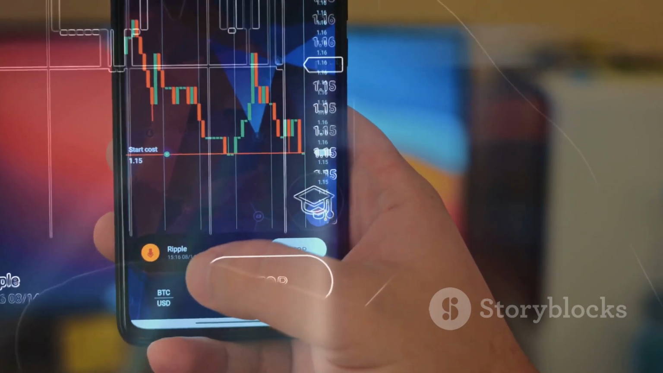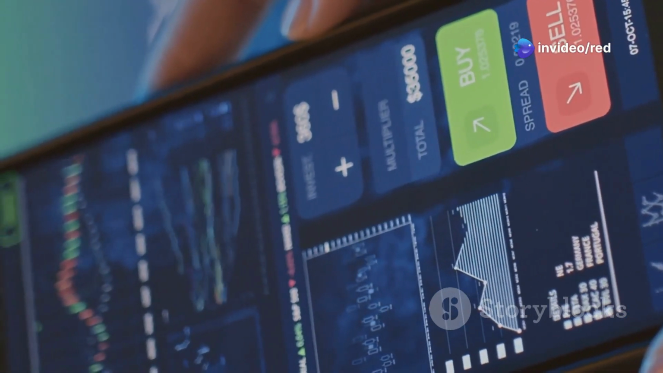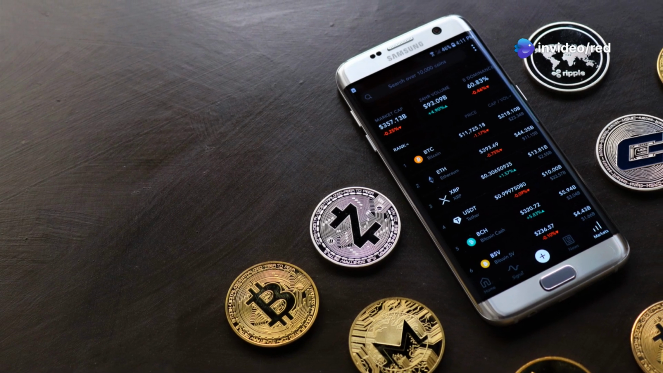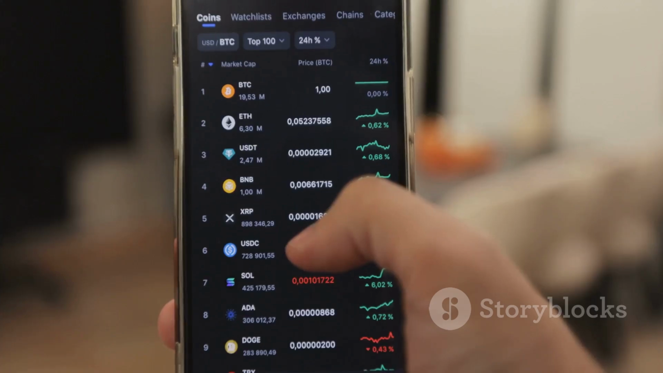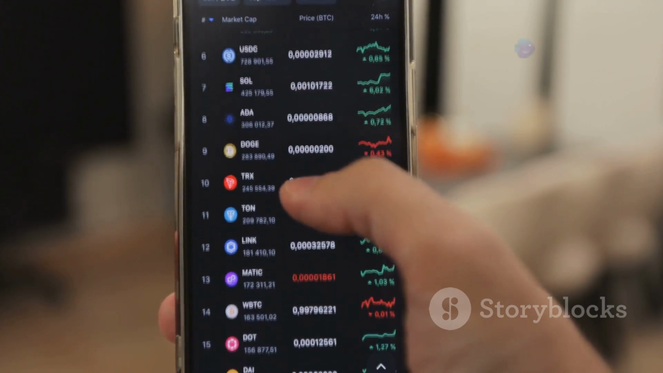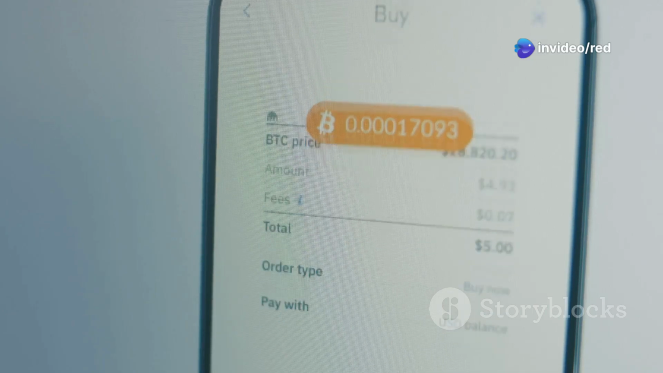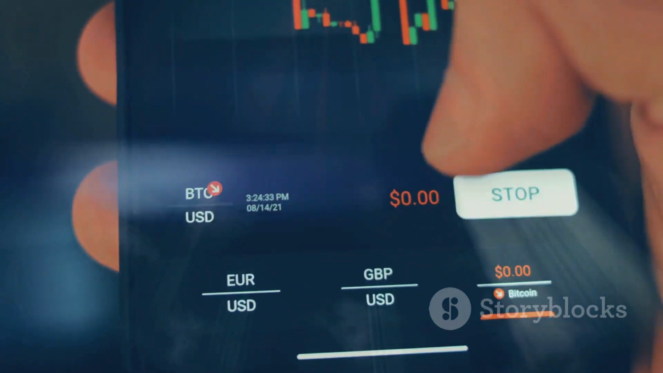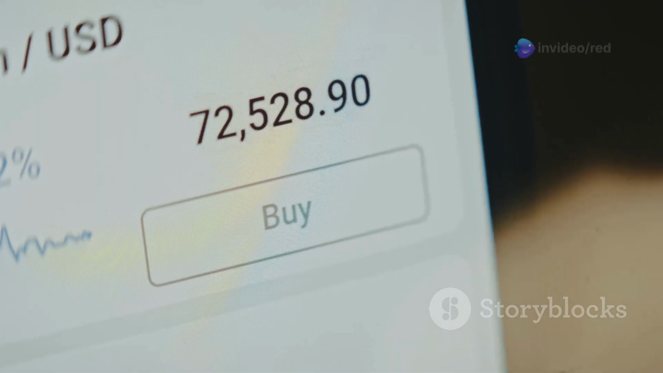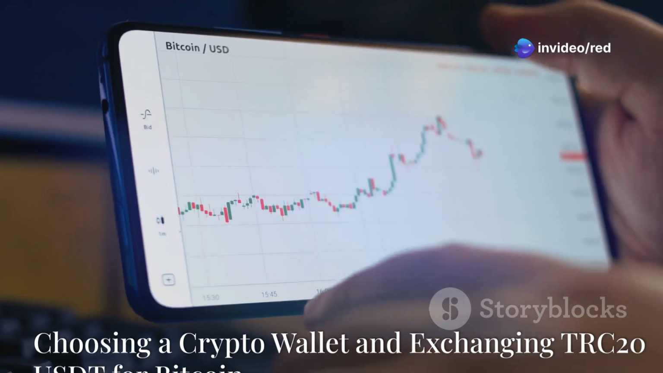Now let's talk about accessing your TRC20 USDT. You'll need a crypto wallet, a digital tool that holds your digital money. Many wallets support TRC20 USDT. Look for reputable options with strong security features. Some popular choices include Trust Wallet and Exodus. Once you've chosen a wallet, you'll need to set it up. This usually involves creating a new wallet or importing an existing one using your recovery phrase. When you import your wallet using your recovery phrase, your TRC20 USDT will appear in your wallet. Now you're ready to take the next step: converting your TRC20 USDT to Bitcoin.